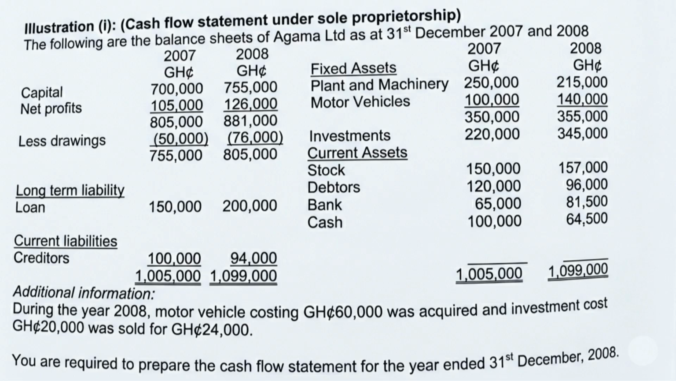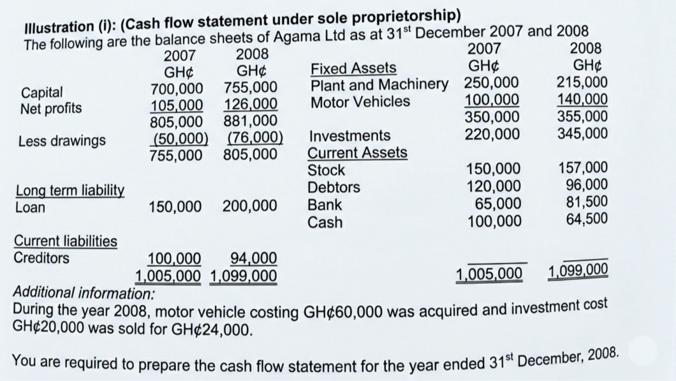Debtors 2007, 120,000, and then 2008, 96,000. For bank 2007, 65,000, 2008, 81,500. For cash 2007, we have 100,000, and then 2008, 64,500. And then for finance by aspects, capital 2007, 700,000, 2008, 755,000. For net profit 2007, 105,000, and then 2008, 126,000. Drawings 2007, 50,000, 2008, 76,000.